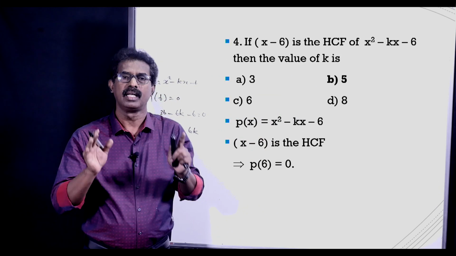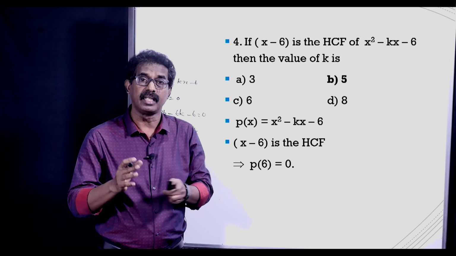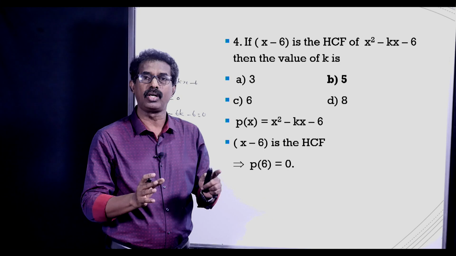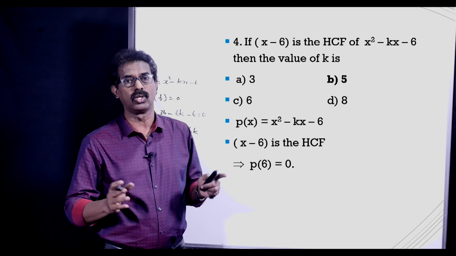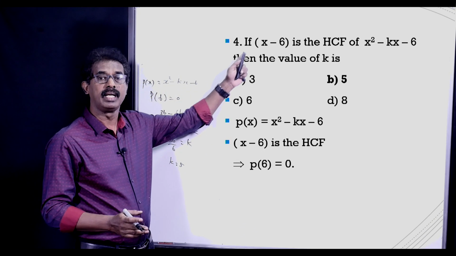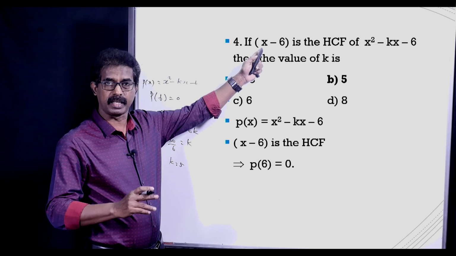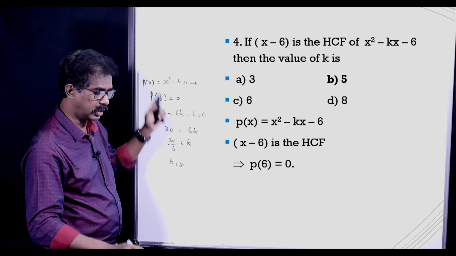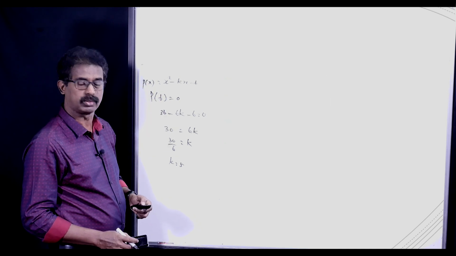So the only thing you remember is HCF or GCD, which means it exactly divides. So the remainder is equal to 0. You know the remainder theorem? When you divide by x minus 6, the remainder is p of 6. Here the remainder is 0, so p of 6 is equal to 0. That's what you have to use. Let us go for the next question.